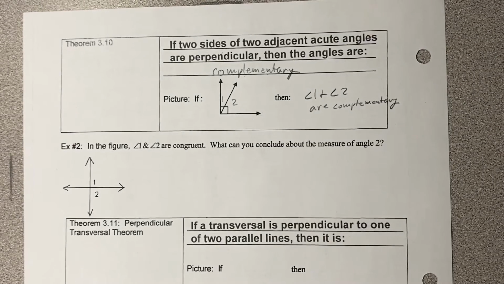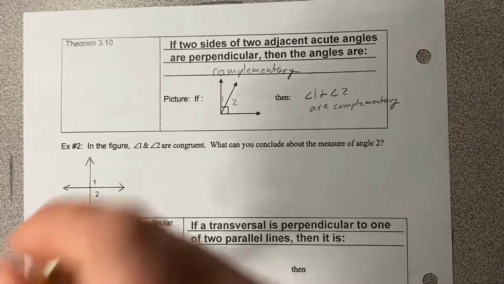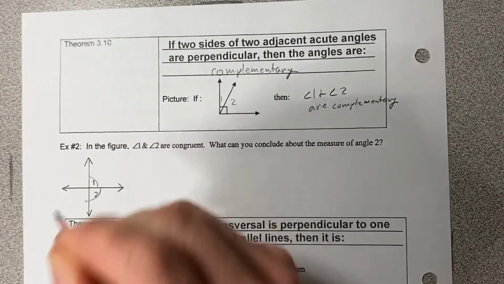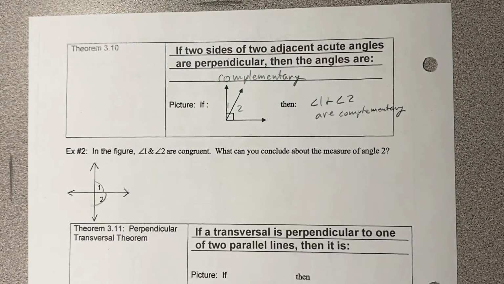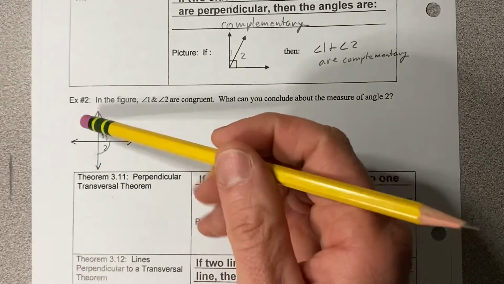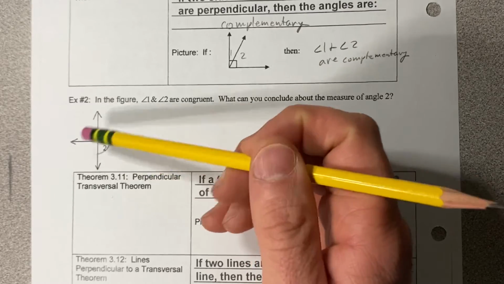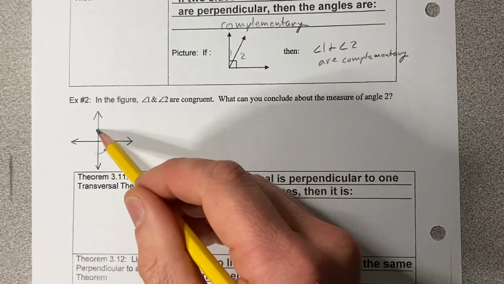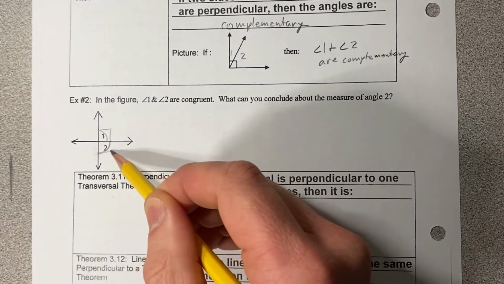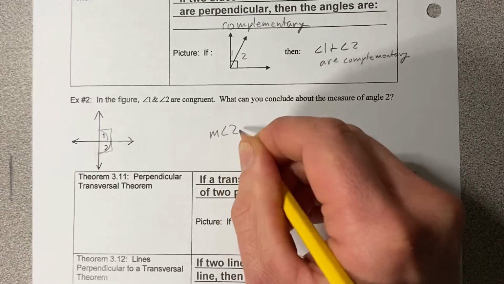That's perfect. Awesome. In example 2, it says in the figure, angle 1 and angle 2 are congruent. So I'll go ahead and mark that with our arc marks. What can you conclude about the measure of angle 2? Well, we just learned that if we've got a congruent linear pair, we know that the lines are perpendicular, which means the measure of angle 2 is 90.